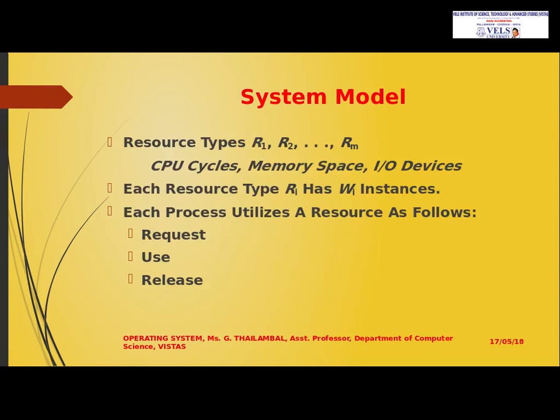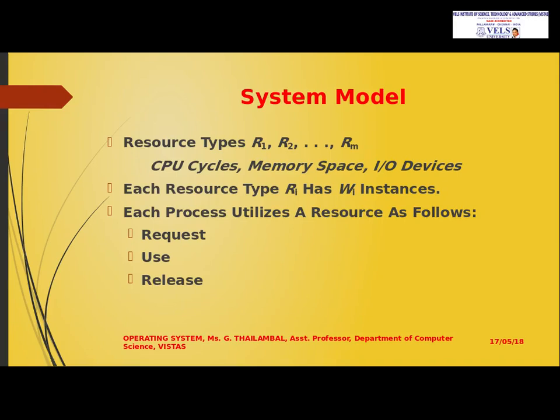In a deadlock, resource types are called R1, R2, and any number of resources could be there, up to Rm. Resources are memory spaces, CPU cycles, and IO devices. Each resource has instances. So what is meant by an instance? A copy of that resource is called an instance. Suppose I have two printers, I have two instances of the resource.